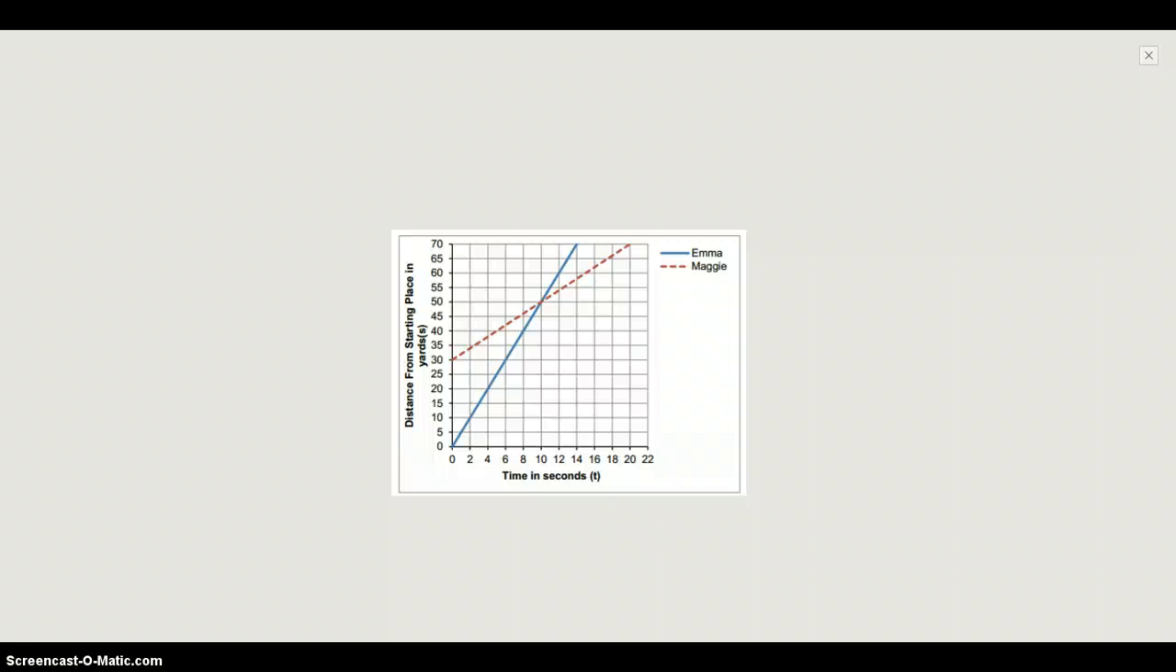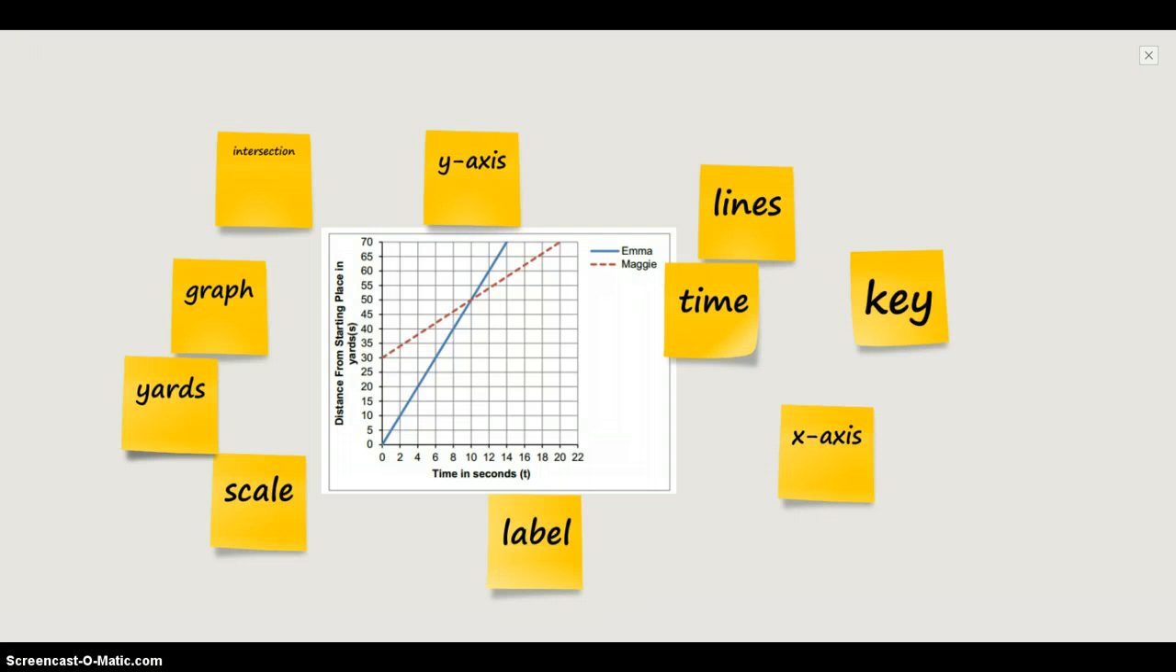Then I let them get with a partner, combine any ideas that they may have, and then we begin grouping, putting the sticky notes and the ideas on the board. So for example, these are some things that they could have come up with. Granted, not an exhaustive list.